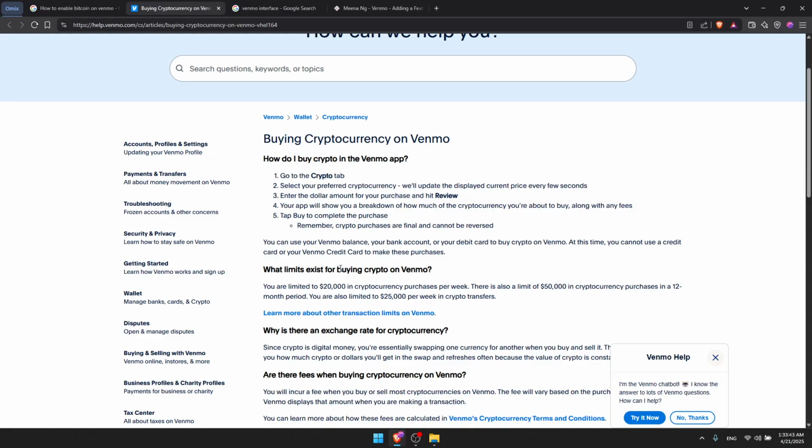What are the limits existing for buying crypto on Venmo? It's going to be $20,000 in cryptocurrency purchases per week. And there's also a limit of $50,000 in purchases in a 12-month period, in a year. You are also limited to 25 per week in crypto transfers if you want to transfer crypto.